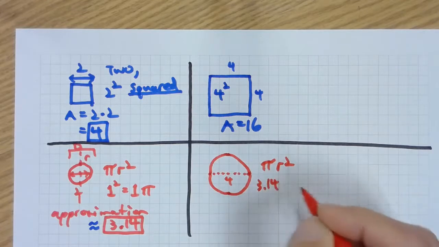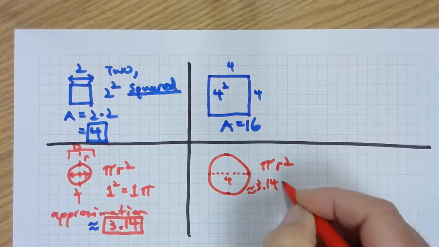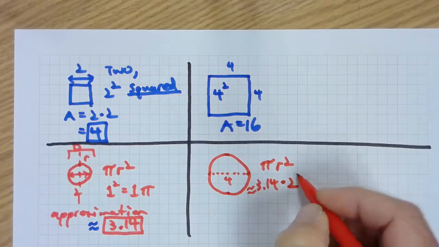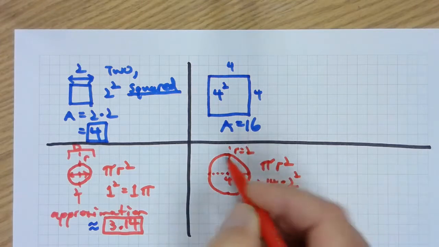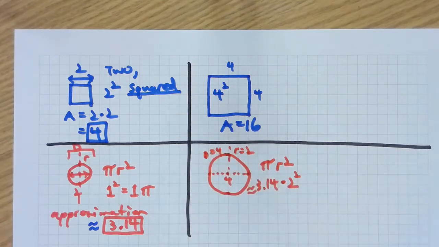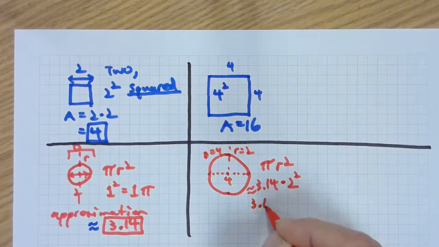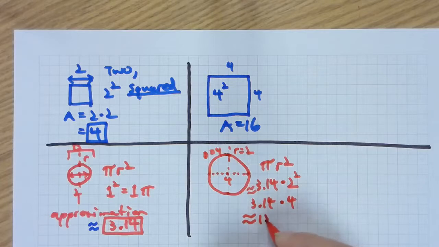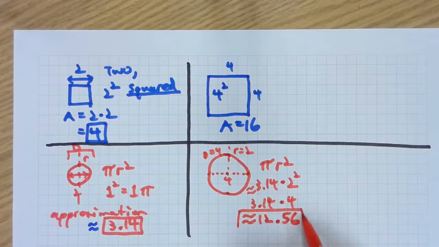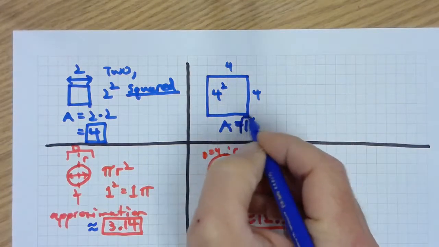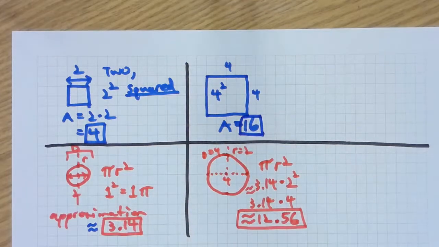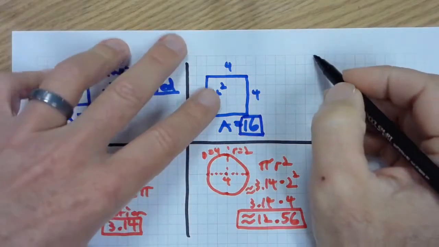3.14, since we're approximating, times 2 squared, right? Because the radius is 2, diameter is 4. So I end up with pi times 4, which is about 12, a little more than 12 and a half. Let's observe. We need to observe and decide if we're going to have some kind of relationship here, or if we just need to move on and meet some other math relationship.